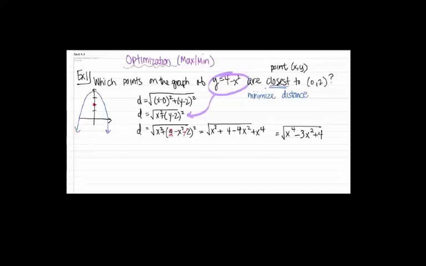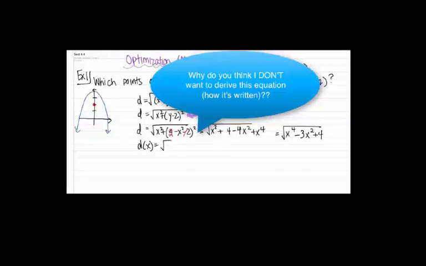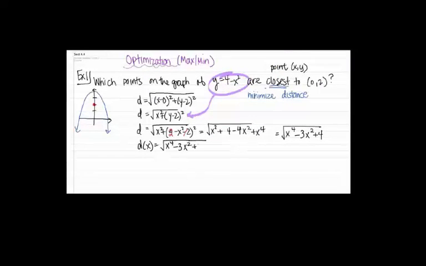Now I want to take the derivative of this, and this is d of x, but I really do not feel like doing the power rule and the chain rule. So I'm going to do something a little bit different. I'm going to square everything. So I have d squared, and that's going to equal x to the 4th minus 3x squared plus 4. Then I'm going to find the derivative implicitly. So that's 2d times dd/dx equals 4x cubed minus 6x plus 0. So dd/dx is going to be 4x cubed minus 6x all over 2d.